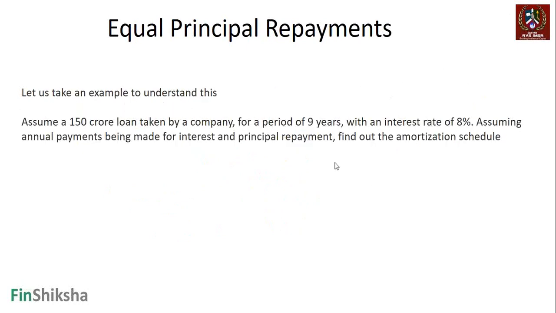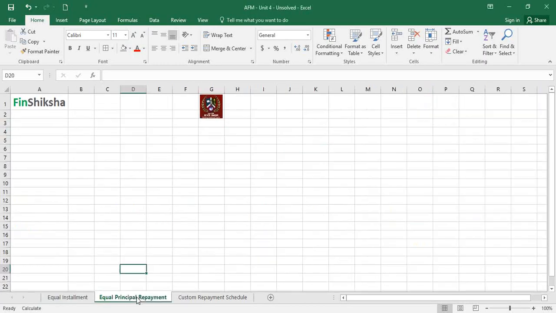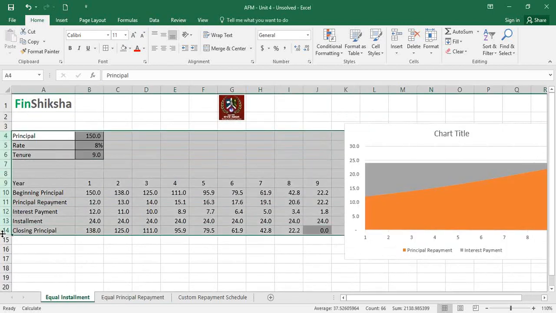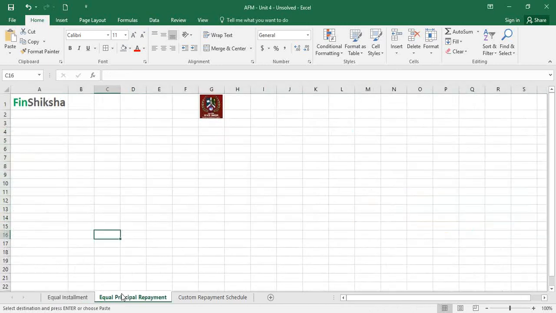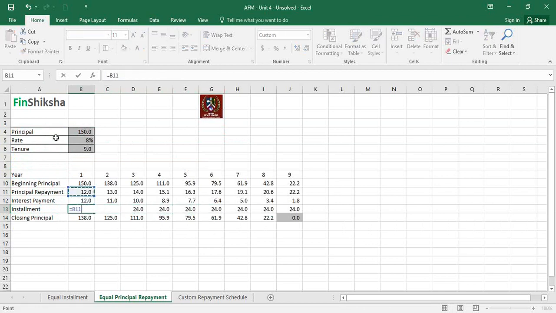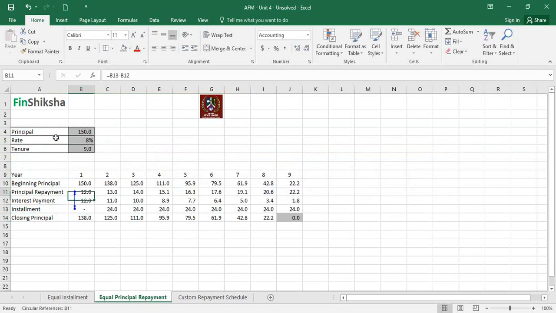Let's try and solve the same question, and let's try and work that around using our Excel. We can go to the equal principal repayment schedule sheet, and what I can do is I can just actually copy and paste this set once, and let's see where we get there. That's the data we have, right? Now, unlike here, the installment is not fixed. The installment is going to be actually a sum of these two numbers, right? And here obviously there is a circularity that comes because principal repayment is getting calculated from there.